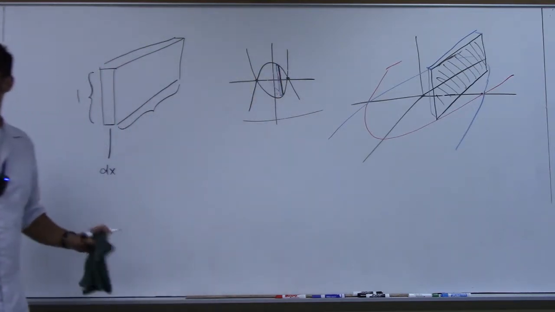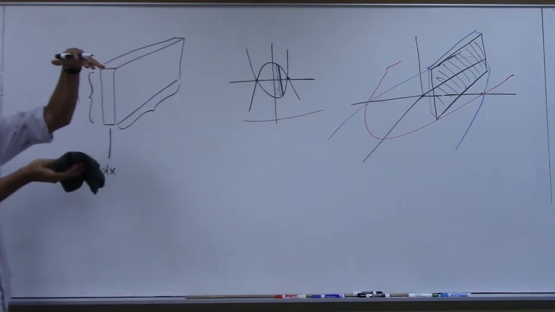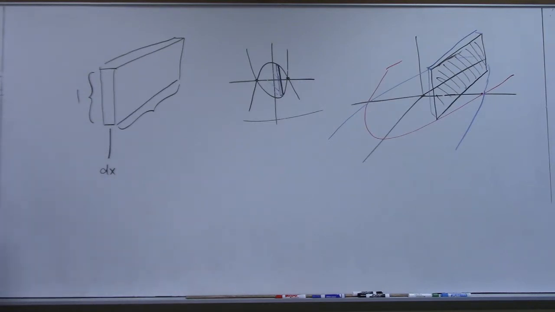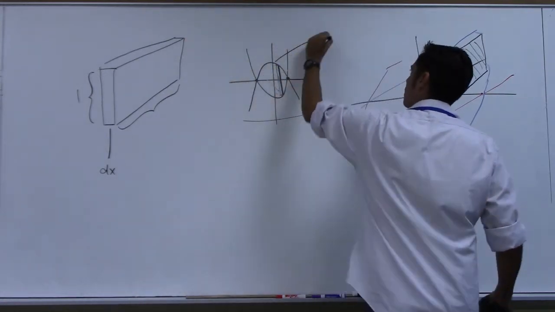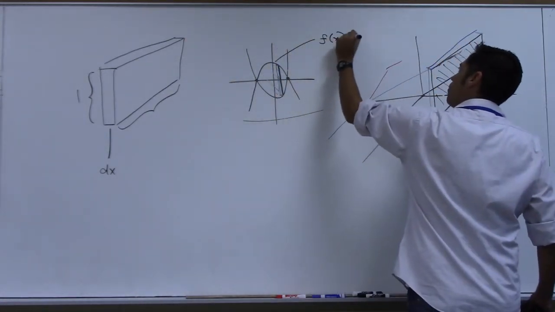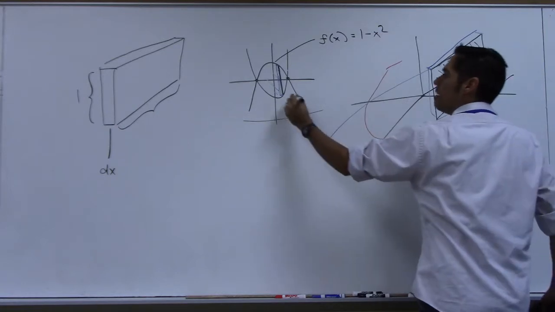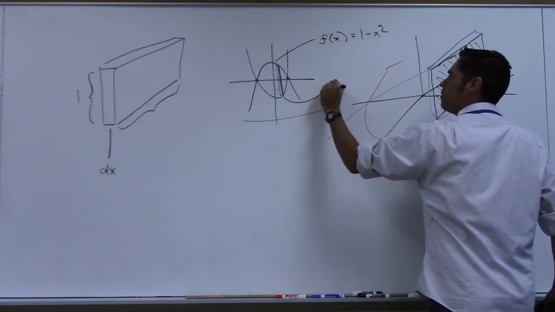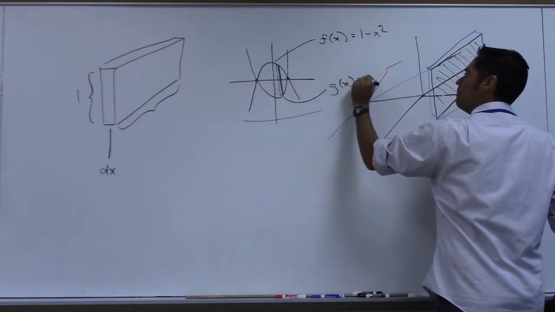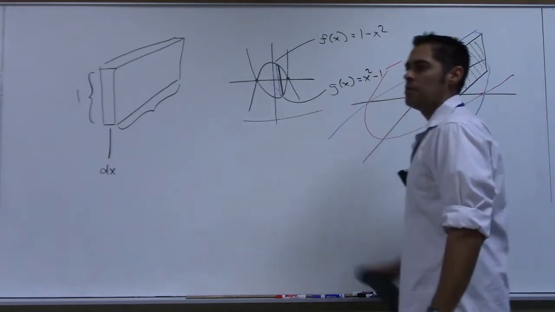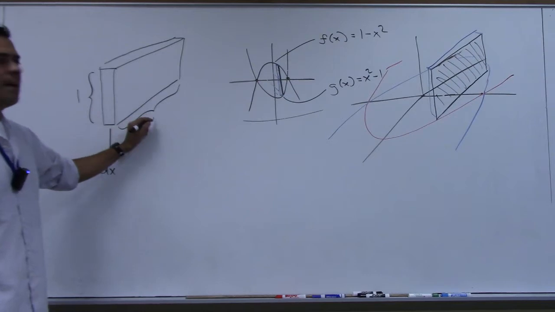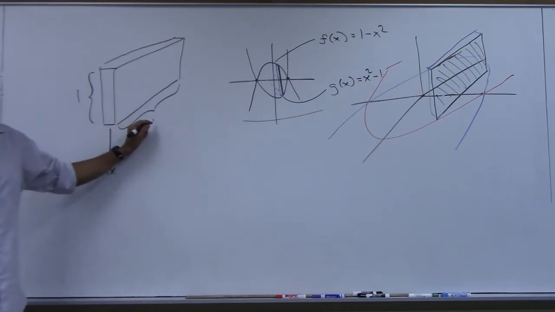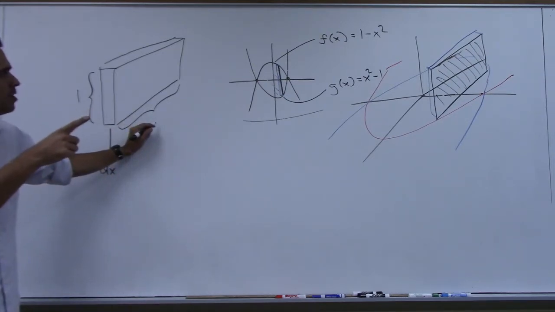How did we always find the distance? We had a top and a bottom. f of x minus g of x, right? What's the f of x for us here? What's the top function? 1 minus x squared. What's the bottom function? x squared minus 1. So this distance from here to here should be the f function minus the g function.